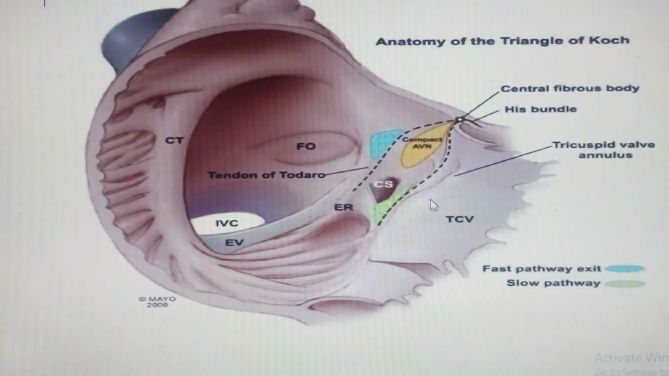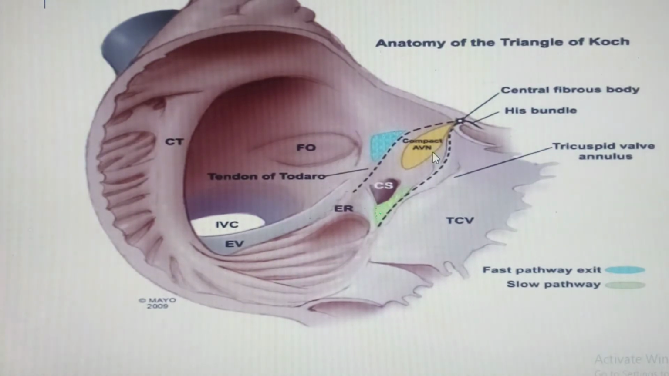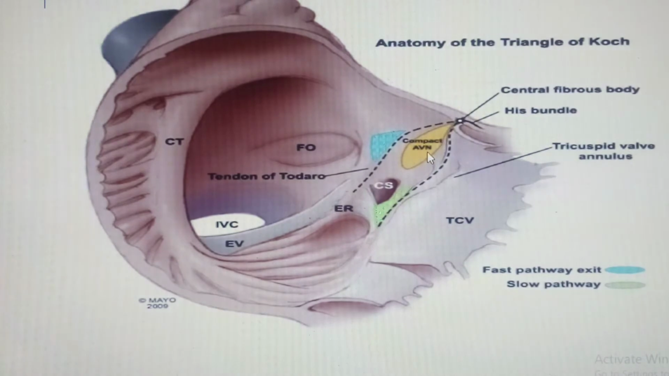And then again, we are going to have one of the leaflets of what we call the tricuspid valve, all forming some boundaries, so that you can identify this triangle over here, which you call the triangle of Koch. Once you can identify the triangle of Koch, then it means you can identify what we call the atrioventricular node.